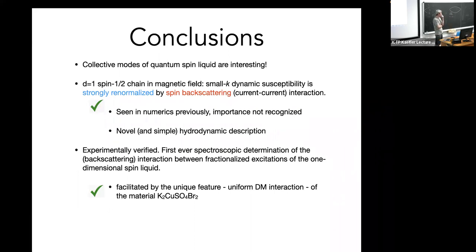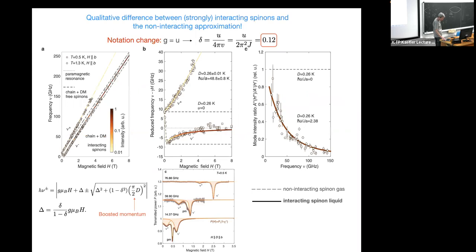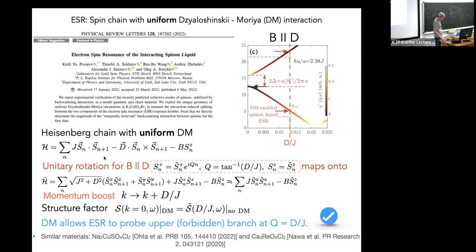Thank you. Can you explain a little bit more about what is the effect of the Dzyaloshinskii-Moriya in your picture? Yes, with the magnetic field, what happened? How did the Dzyaloshinskii-Moriya modify that picture? So essentially, Dzyaloshinskii-Moriya introduces, in this formulation, allows us to access finite momenta by this unitary transformation, which is outlined here.